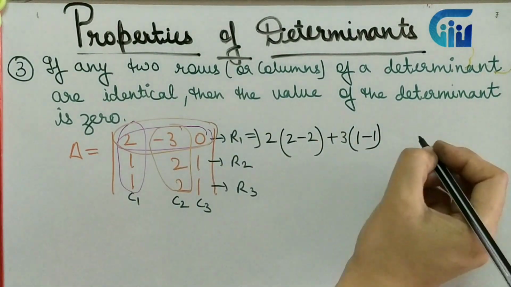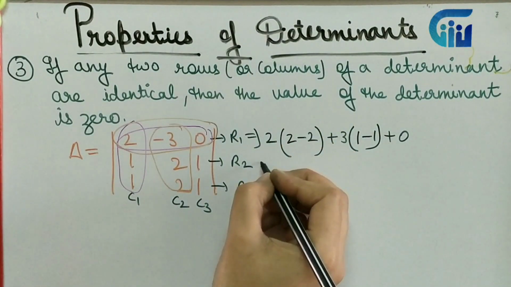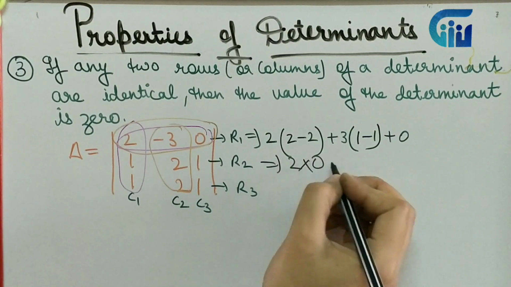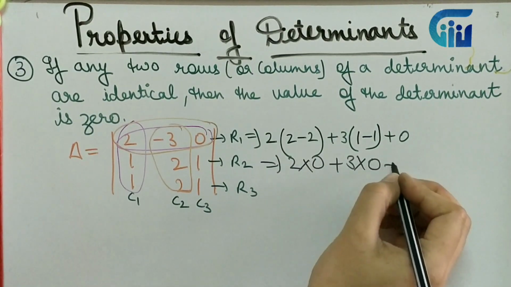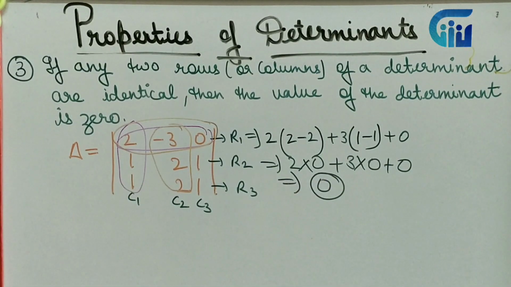Now let's write the third element which is 0. So no need of solving it further. So what do we observe? Over here it is 2 into 0 plus 3 into 0 and this is 0. So overall the answer is 0. So this way you can take n number of examples and verify that the value of the determinant will always come out to be 0.